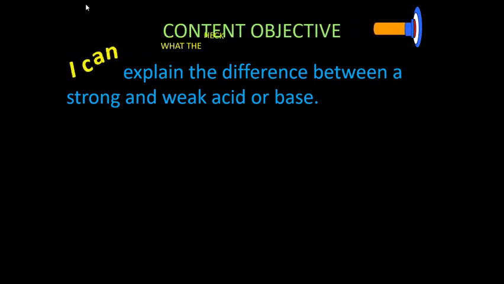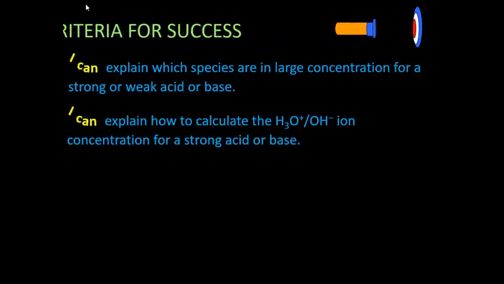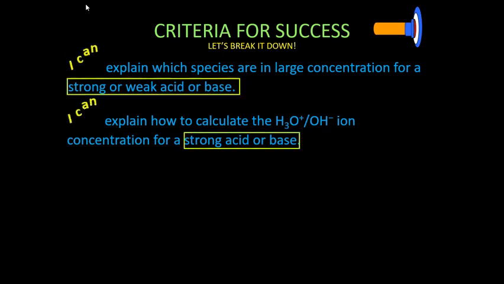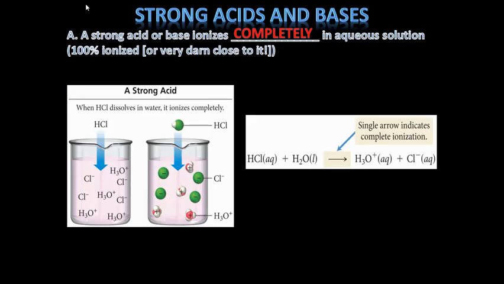Let's talk about strength of acids and bases. That's our goal for today. Two big things we're going to think about. We're going to explain which species are in large concentrations for a strong or weak acid or base, and then we're going to explain how to calculate the hydronium ion or hydroxide ion concentrations for a strong acid or base. First up, strong acids and bases.